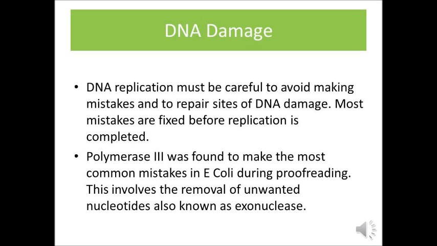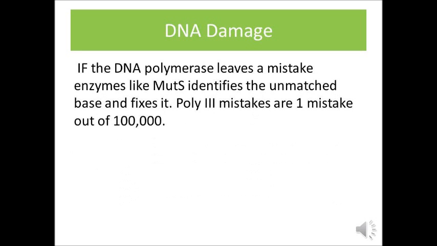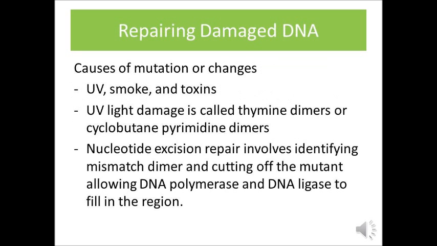Repairing damaged DNA. So what are causes of mutations and changes? Well, you can blame UV, smoke, and toxins. UV light damage is called thymine dimers, or cyclobutane pyrimidine dimers. Nucleotide excision repair involves identifying this mismatched dimer, cutting off the mutant, and allowing DNA polymerase and DNA ligase to fill in the region.